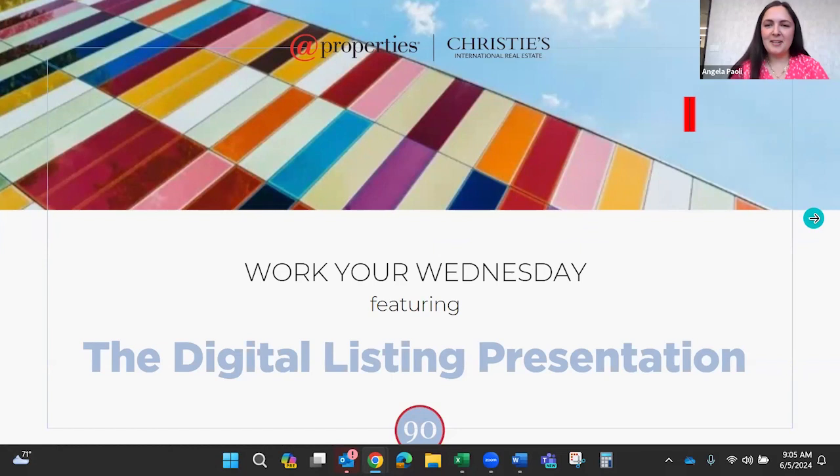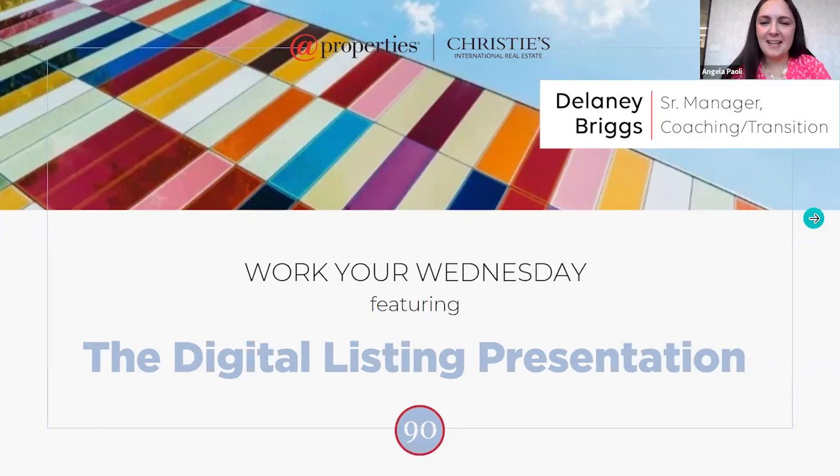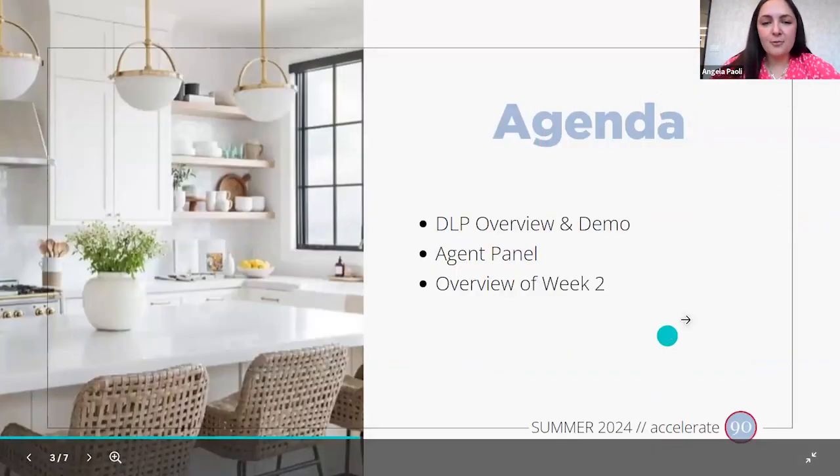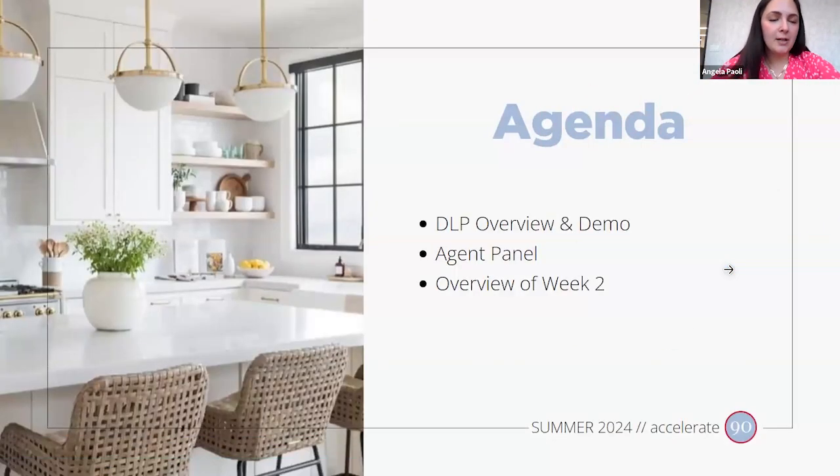All right. Good morning, everybody. Happy Wednesday. Welcome to the Work Your Wednesday on the digital listing presentation. Our agenda for today is a quick overview on the digital listing presentation itself, and then we'll move into a live demo of the DLP. We have an amazing agent panel for you this morning. We have two agents from the Western suburbs joining us, Annie Harrington and Haroon Masood. And then we're going to go into an overview of week 2.